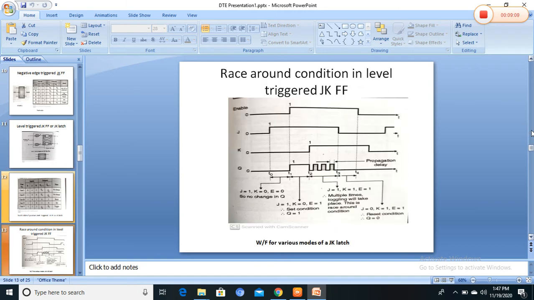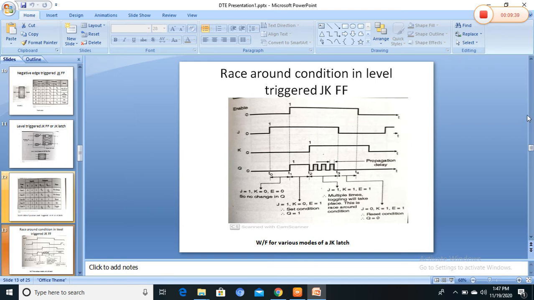Race around condition in a JK flip-flop. This is the waveforms of the various modes of the JK latch. This is the level triggered race around condition in a JK latch. In this race around condition, we are going to explain that when J is equal to 1, K is equal to 1, the latch is in toggle mode. This happens between T2 and T3.